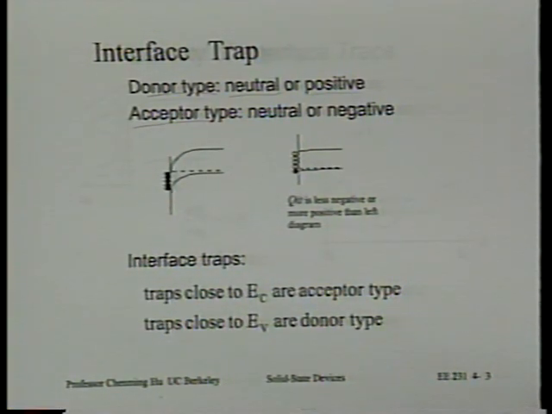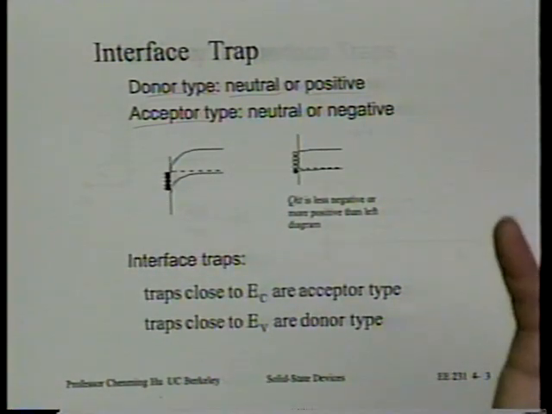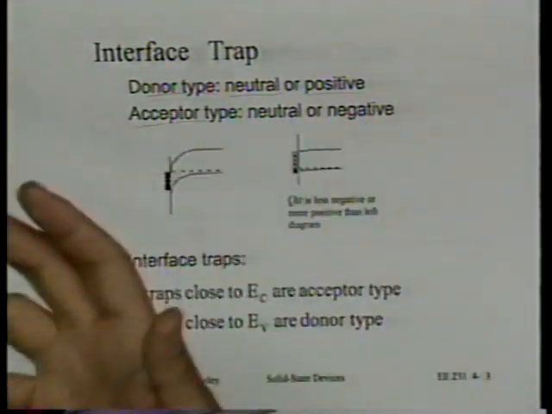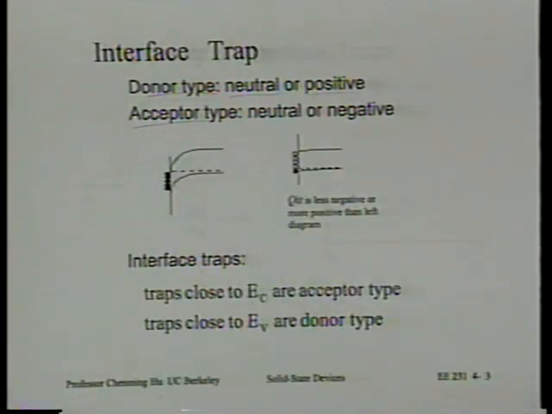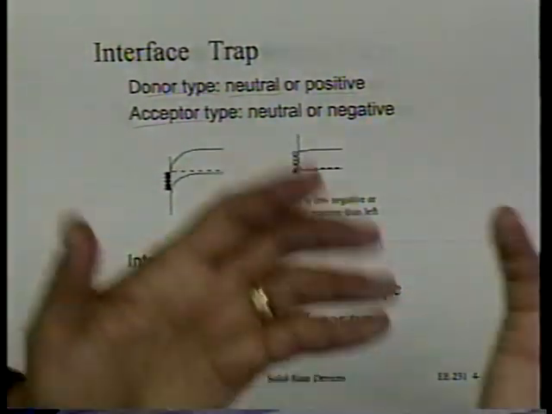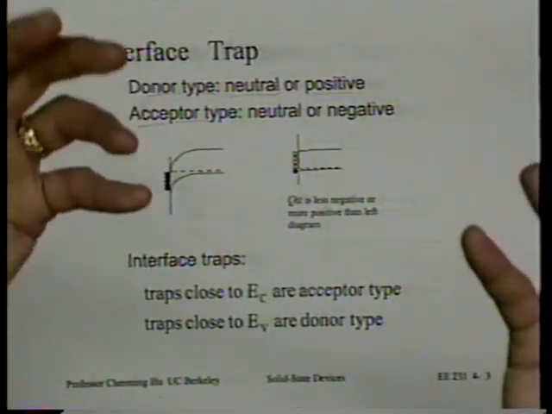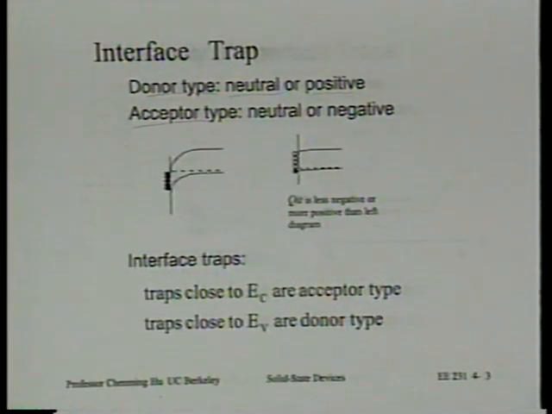Okay. By the way, there are certain impurities in the silicon that can either be positive, neutral, or negative, but it's very rare. So let's not worry about that. All right. So we typically see donor type or acceptor type of traps. Acceptor type, similarly, a boron. If it doesn't gain an extra electron, it's neutral.